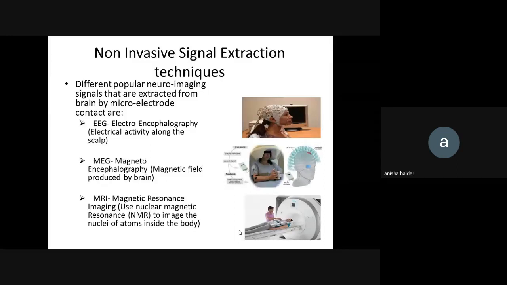These are some diagrams of non-invasive techniques. The first one is EEG, electroencephalography. The second one is MEG, magnetoencephalography, and the third one is very well known to us, MRI, magnetic resonance imaging. These three processes are non-invasive techniques. We can get the neuroimaging signals from our brain. In the last case, it is not a signal, it is image-based data. But EEG and MEG give signals. So electrodes can be placed outside the skull, and we can get the signals easily.